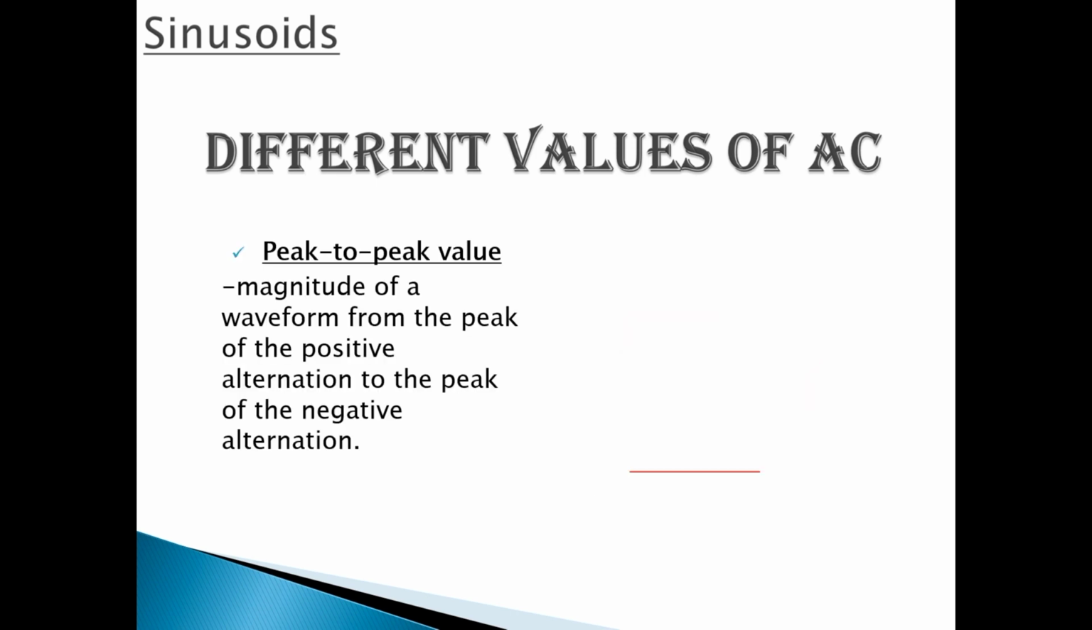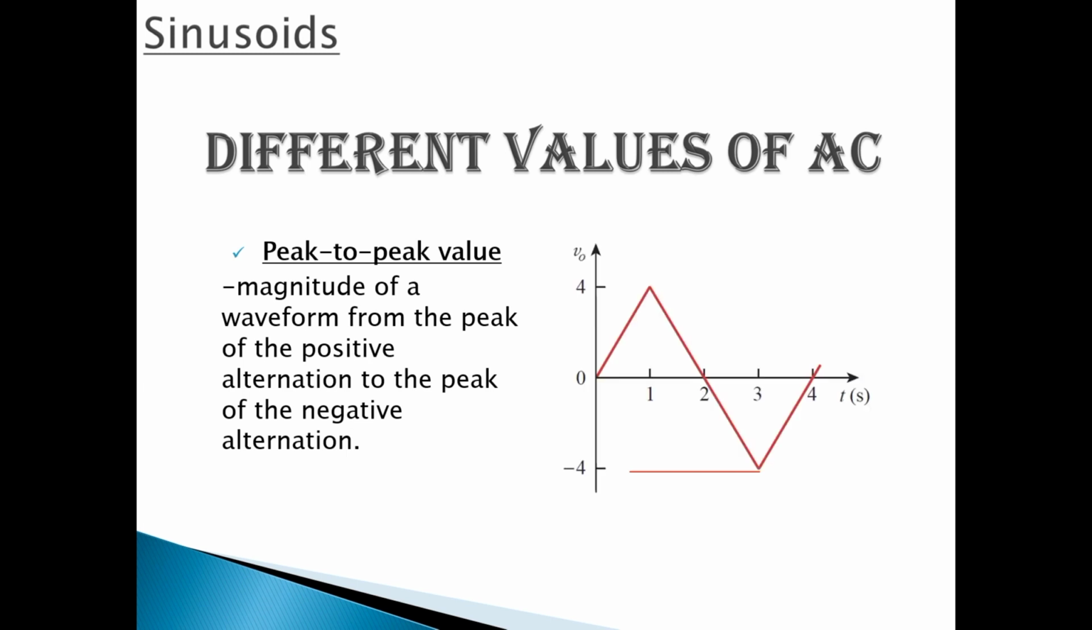Now the peak-to-peak value is the magnitude of a waveform from the peak of the positive alternation to the peak of the negative alternation. Considering the same waveform, we have here a peak-to-peak value equal to 8 volts.